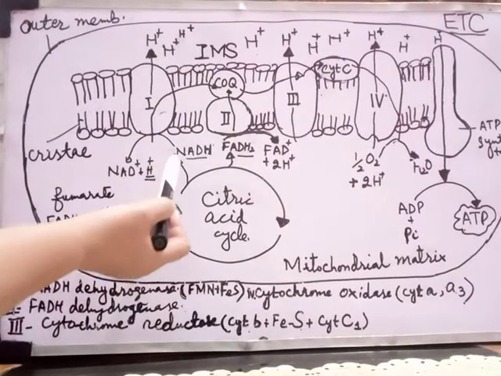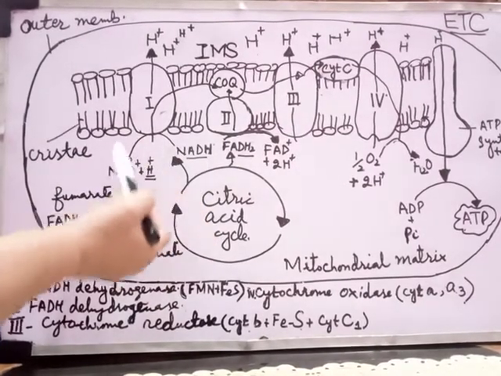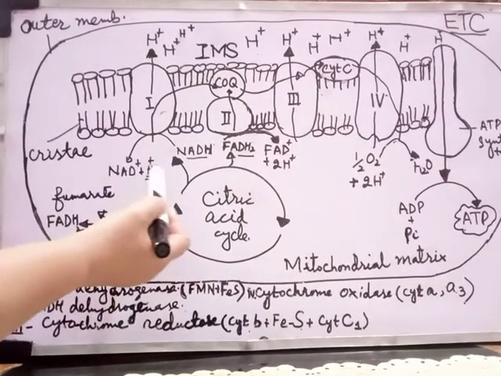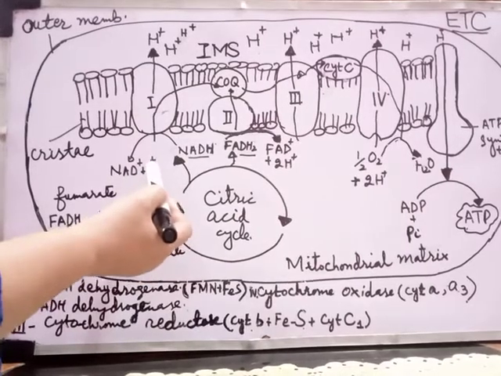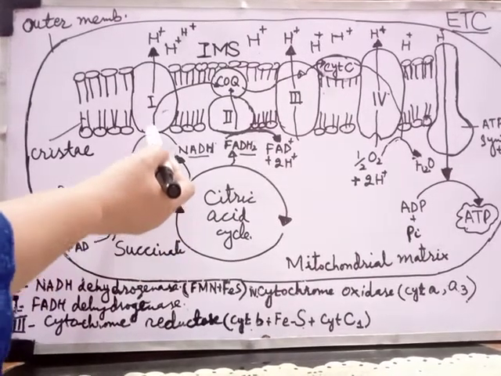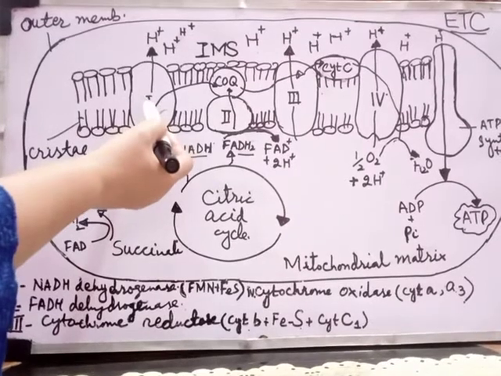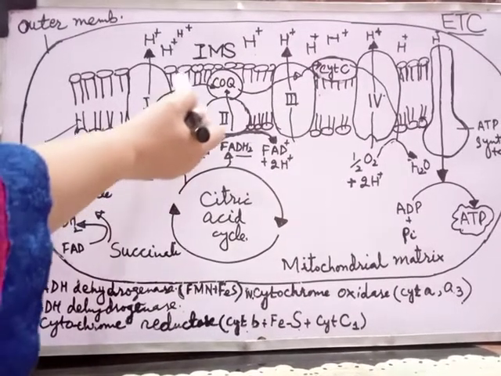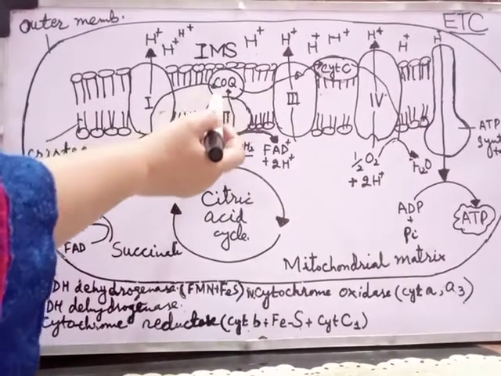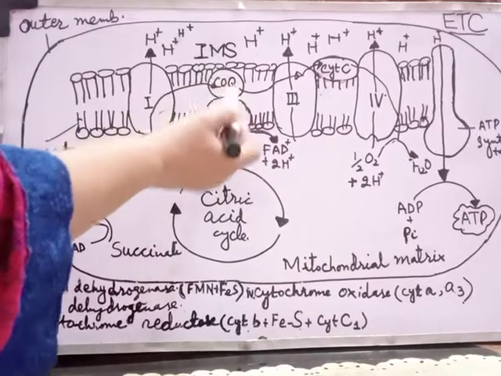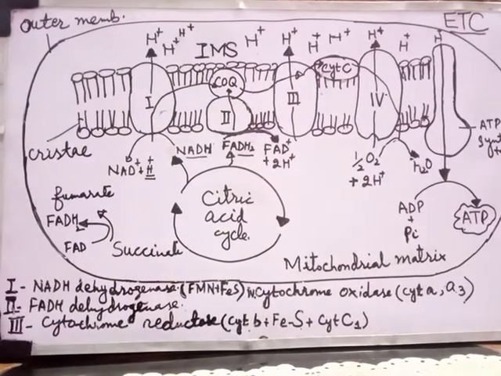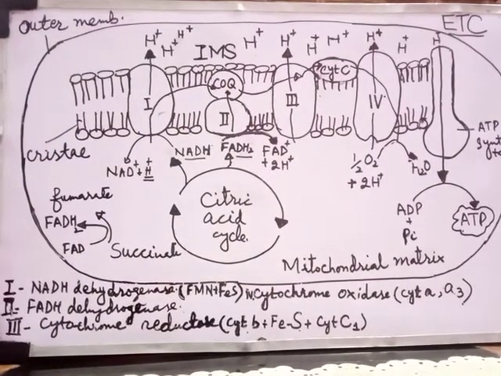First of all, you can see that NADH will be oxidized into NAD, and its hydrogen ions will get separated. Electrons from the hydrogen ions will move to complex 1, and then they will move to the next component of the electron transport chain, which is called what? Coenzyme Q.